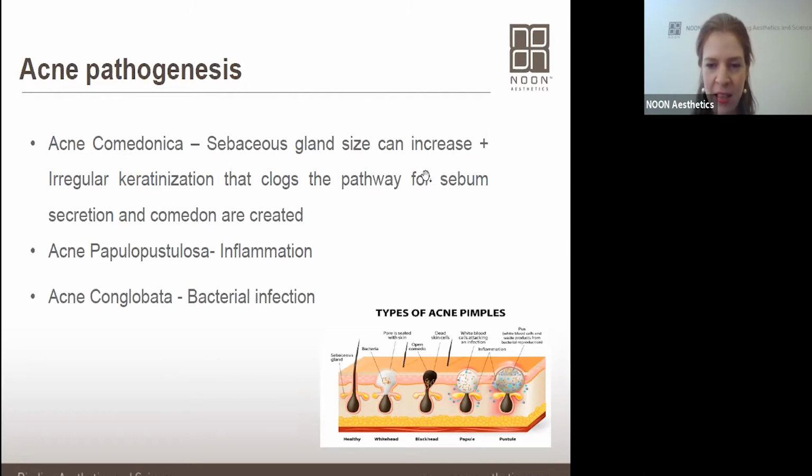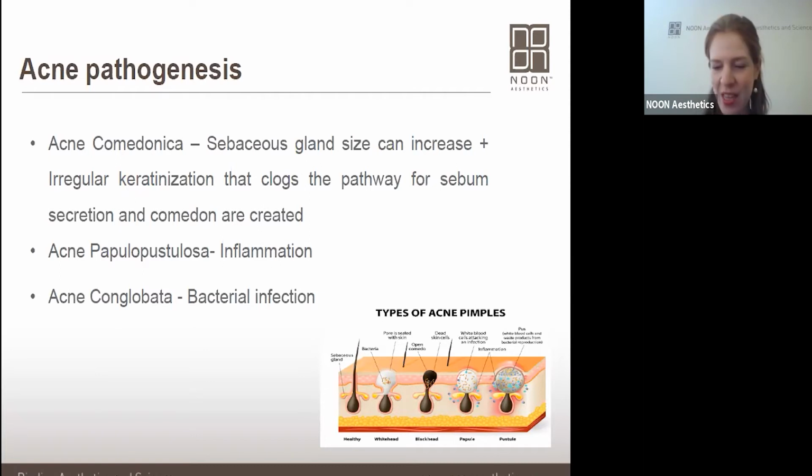You can see it in the drawing. Beneath that we have the healthy hair follicle. In the start, we have the white and black heads, which we call comedones, in acne comedonica. And after, with inflammation, there is more sebum, and we will see papules and pustules. I will tell you more about them a bit later. Stay tuned.